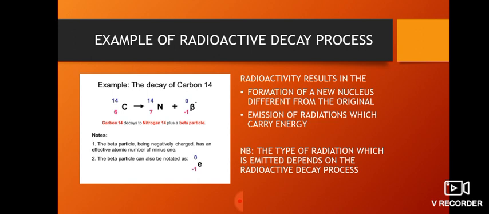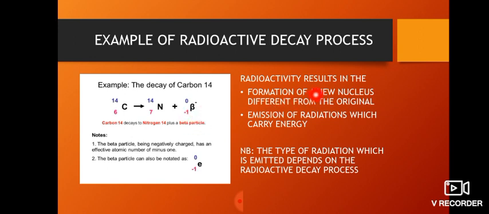Let's look at an example of a radioactive decay process, or a typical example of radioactivity. Example, the decay of carbon-14. Carbon-14 can break down or can undergo the decay process to form nitrogen-14 with the emission of a beta particle. So carbon-14 decays to nitrogen-14 and a beta particle.